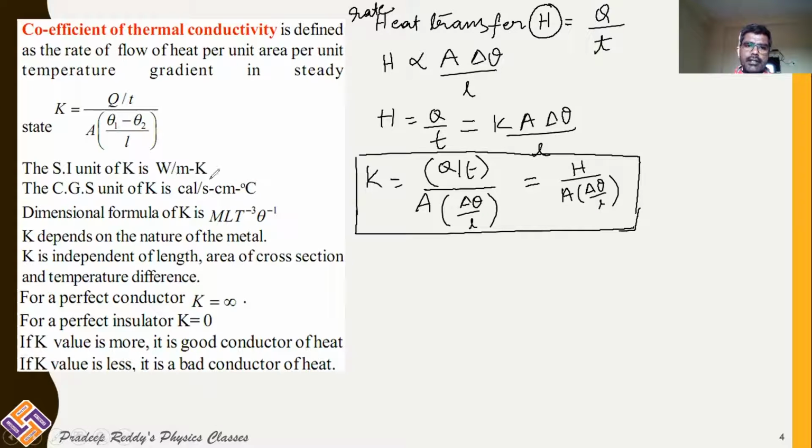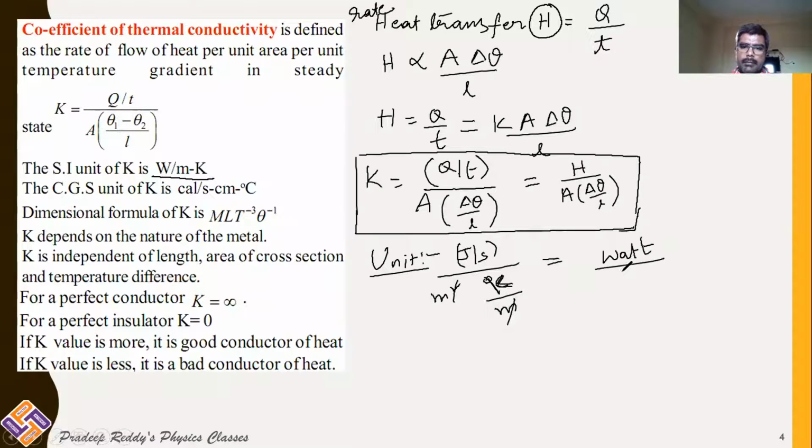Unit of thermal conductivity is watt per meter Kelvin. So here, what is the unit of heat energy? Heat energy is joule per second. So in the numerator it is J per S, divided by area, unit is meter square. Delta theta is degree Celsius, or you can write it as Kelvin, divided by length, unit is meter. Meter and meter get cancelled. Joule per second is watt, divided by meter Kelvin. This is the unit in SI system.